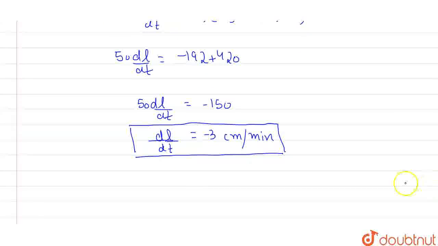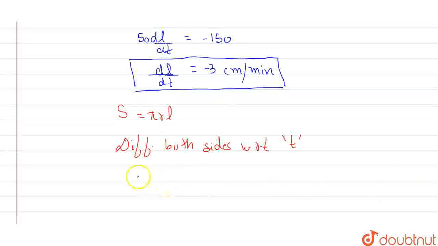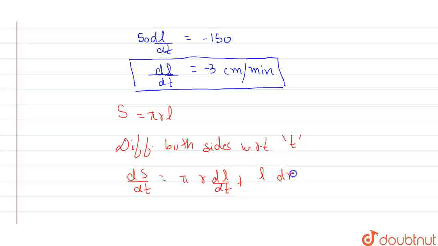But what we have to find? We have to find ds by dt, right? We know the formula of s, the lateral curved surface area, is pi r l. When we differentiate both sides with respect to t, we will get ds by dt equals pi times r dl by dt plus l dr by dr by dt.